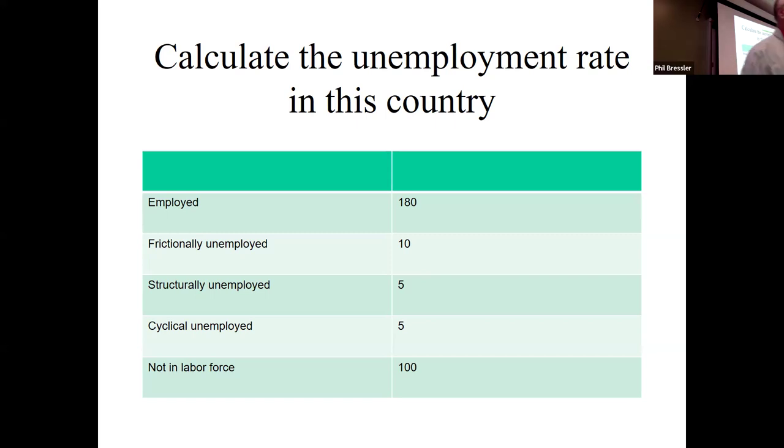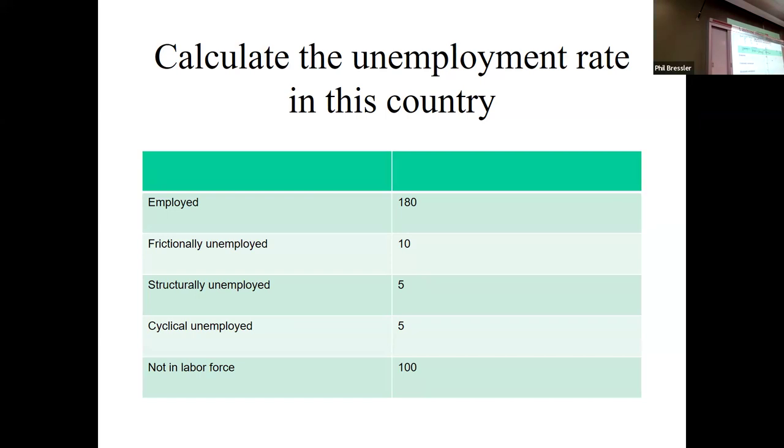Cyclical counts in the unemployment rate, not the natural rate. All right. So if the unemployment rate is unemployed over employed plus unemployed, which is the labor force. So unemployed: 10 structural, 5 cyclical, that is 20. So that goes down here, plus employed is 180. So you got 20 over 200, which is 10%, times 100. Okay. Now, if they asked you here, what's the natural rate of unemployment?